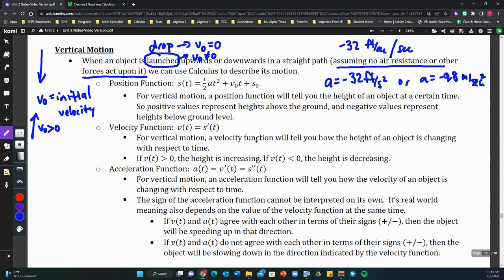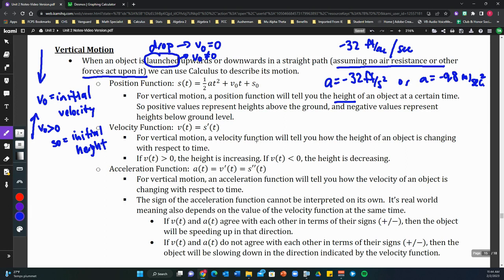And then S naught, same idea, but with position. S naught is our initial position, or if we're talking about vertical motion, this would be our initial height of the object. So when an object starts on the ground, then that initial height is 0. But if it's starting elevated in any way, then it would be whatever the height of the object is. So the job of this function is simply to tell you the height of an object at a certain time. That's really all we can do to interpret it.